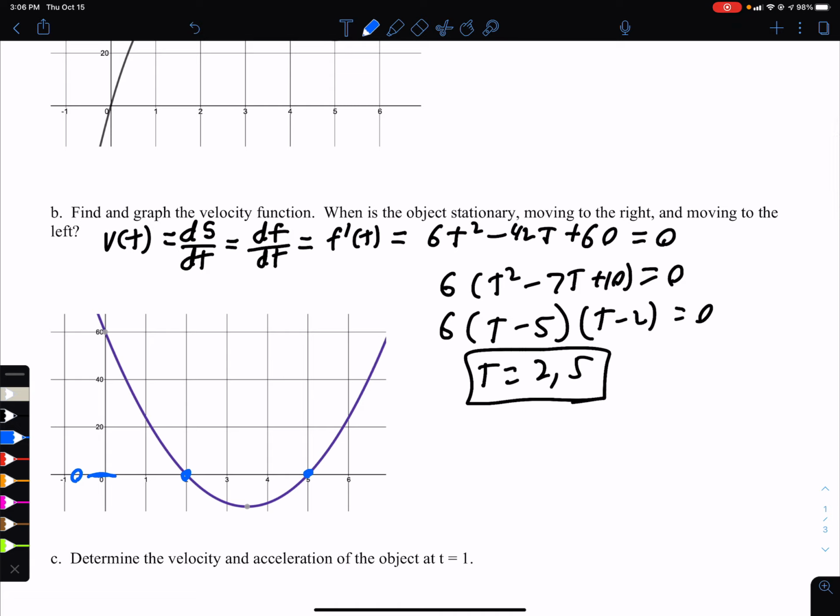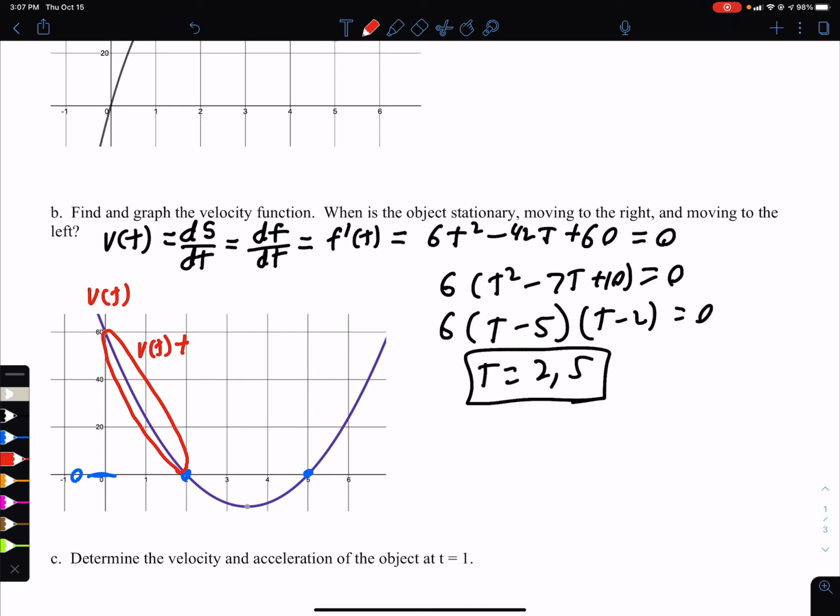Now, here is what we have to look at. We're going to look at the graph in this region here from 0 to 2 seconds. Now, this is where you have to understand this is the graph of the velocity. This is v of t. Because of that, v of t in this region is positive. Why? Because it's above the x-axis.